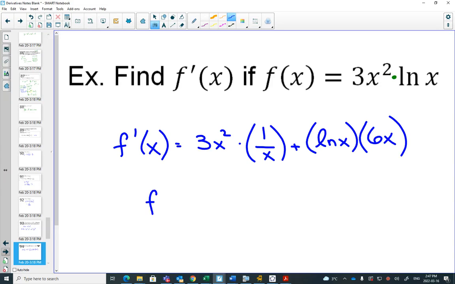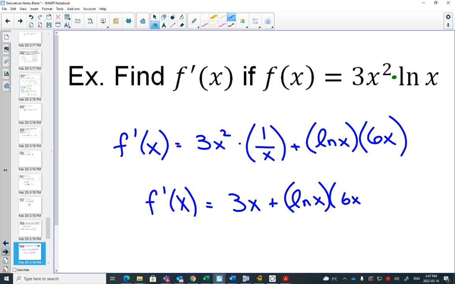How would this probably be simplified? Well, your textbook for sure would do the x squared on the top and the x on the bottom to simplify that to just 3x plus the natural log times 6x. It would probably factor out a common factor of 3x next and go from there.